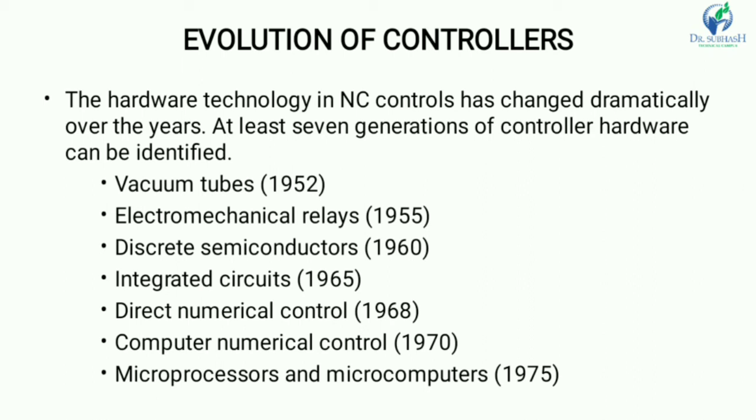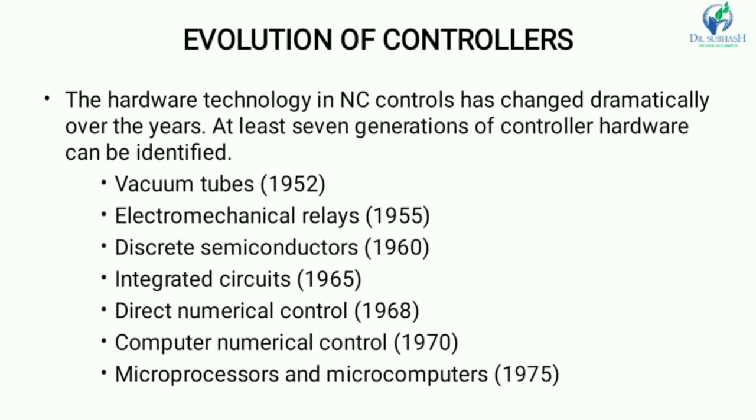The initial NC prototype machine built in the MIT, that is Massachusetts Institute of Technology, servo mechanism laboratories, used vacuum tubes for the controller hardware.